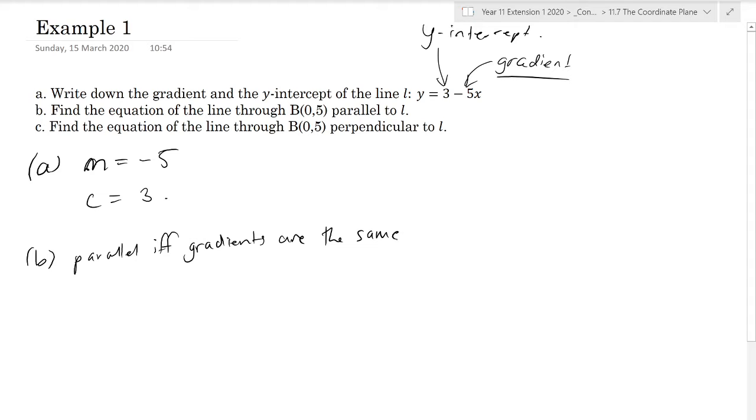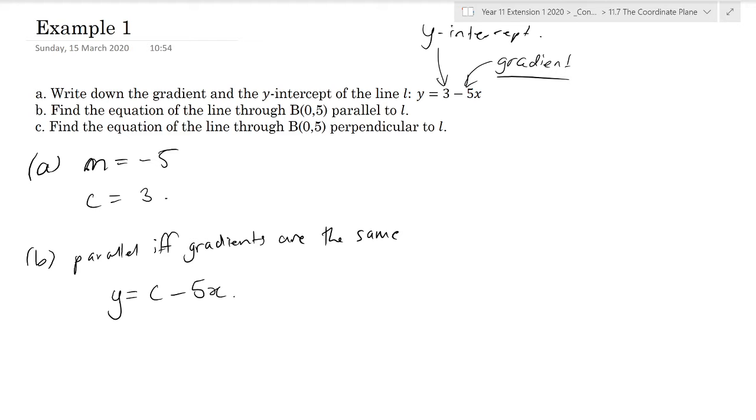So if the gradients are the same, we can work out what the y-intercept is by using a point. Okay, so we know that our equation must be y is equal to, well, we don't know what our y-intercept is, so c minus, we know our gradient must be 5, because it has to be the same for it to be parallel. So this is the equation. Now we need to find out what our y-intercept is.